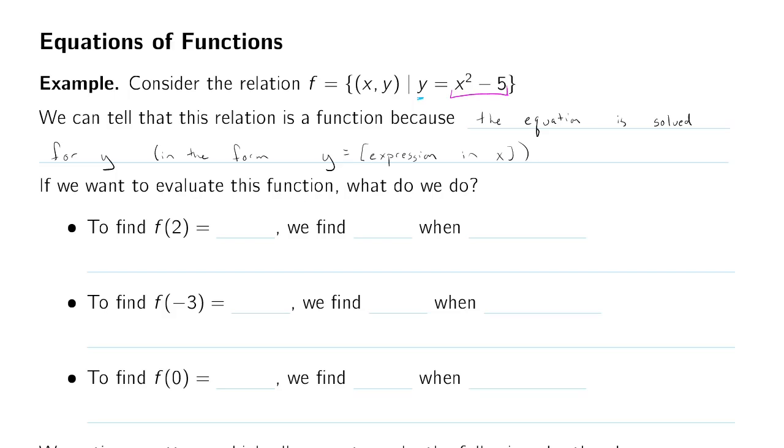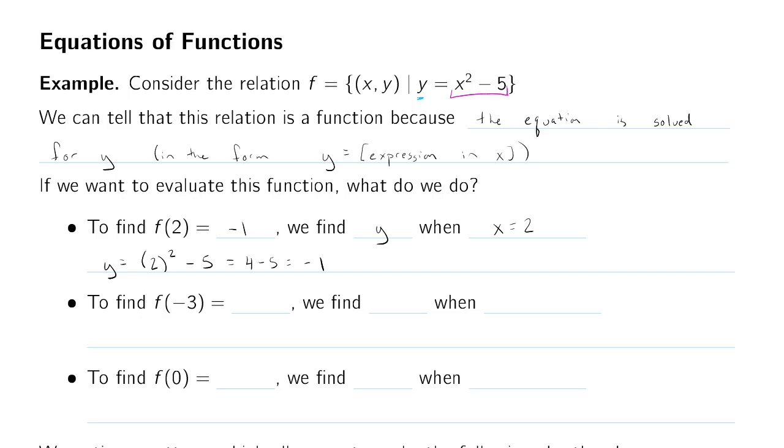So if we want to find, for example, f of 2, we need to find the value of y when x equals 2. Well, we know what to do. We're going to take 2 and plug that in for x. So we'll have y equals 2 squared minus 5. I know how to do that arithmetic. So that's just 4 minus 5 equals negative 1. So f of 2 is just negative 1.